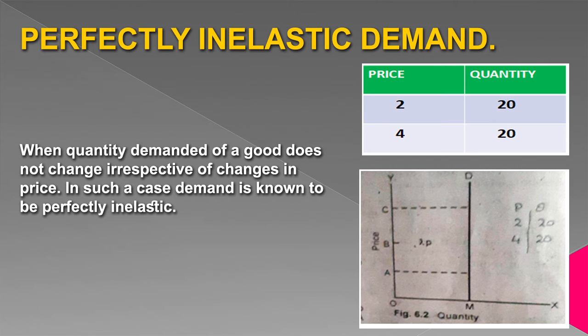You can see when price is OA, quantity demanded is OM. Price increases towards C, quantity demanded remains OM. When we join these points, we get a curve or a straight line parallel to y-axis. This straight line indicates perfectly inelastic demand, right? So perfectly inelastic demand means whatever change occurs in price, quantity demanded remains the same.